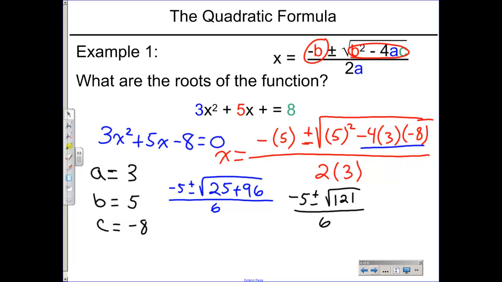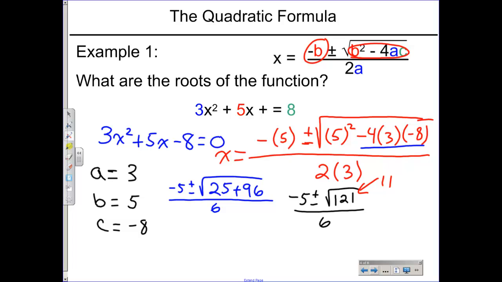Now you can use your calculator here. The square root of 121 is something you could probably do in your head, but most of the time that is not a perfect square underneath that radical. So what you want to do is round to the nearest hundredth. That's 2 decimal places. So we have 11. This value right here is 11.